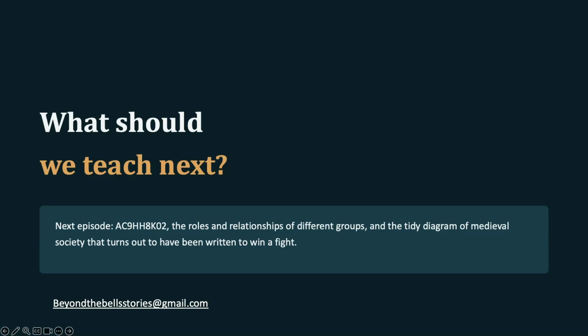So, that's K01, the widest content description in Year 8, and the only one that hands you an argument instead of a narrative. The next episode, the roles and relationships of different groups, which is K02, and a tidy diagram of medieval society that turns out to have been written to win a fight.